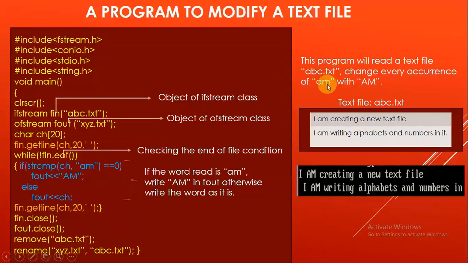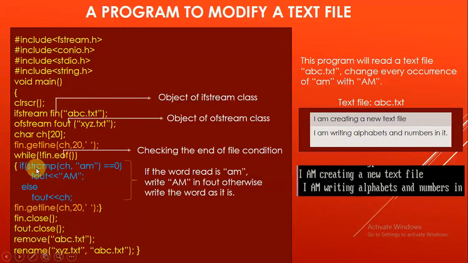Now as I have to make changes according to the word, it is better to read word by word. I will read the first word using the statement fin.getline(ch, 20, ' '). This statement will read one single word from the file. Then I check the end of file condition. If the end of file has not been reached, I will compare the word which I have read with small m using strcmp. So please remember to include string.h also. If it is m, then on the object fout I write capital M.